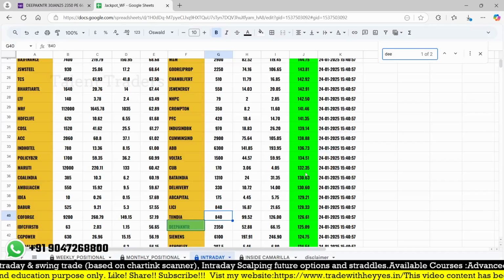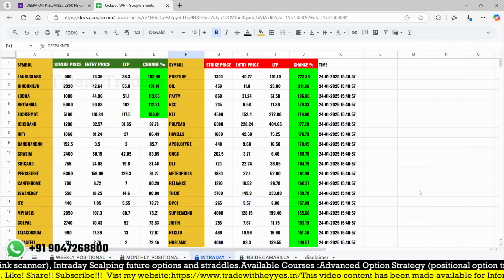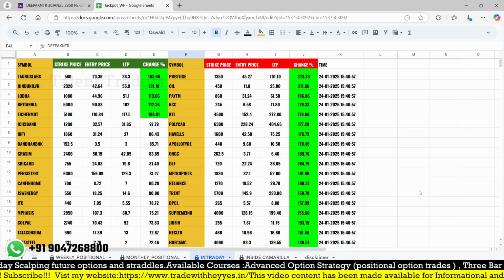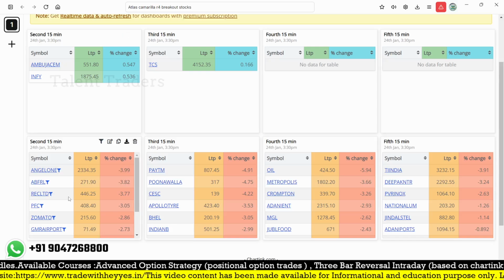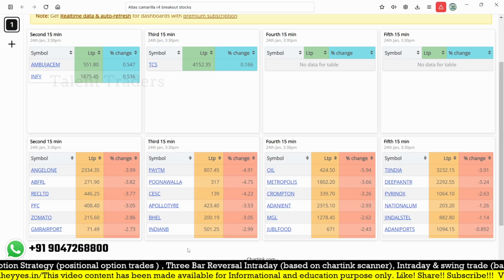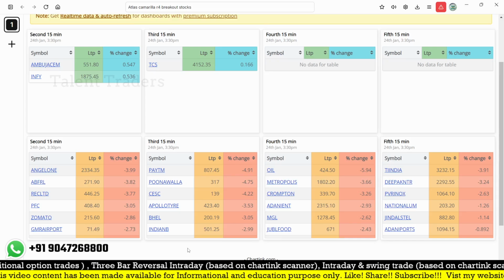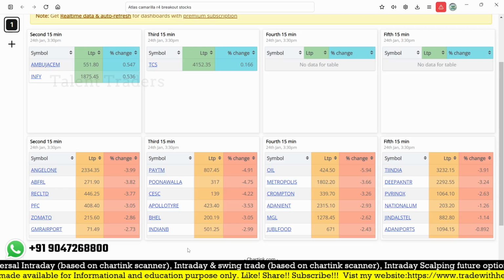So likewise, we can use our Google Sheet for intraday breakouts. According to the overall market condition, you should look at the call side or the put side to find a fresh breakout opportunity. But normally I focus on the second or third candle. Even though there is an opportunity on the fifth candle, I always focus on the first two or three candles only. That's the main thing I find with this Google Sheet intraday scanner.